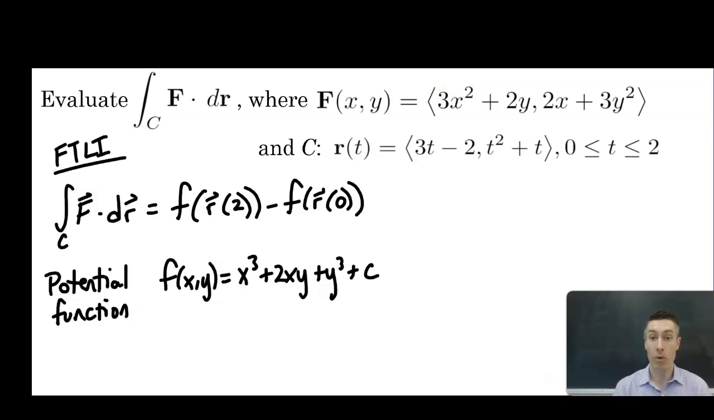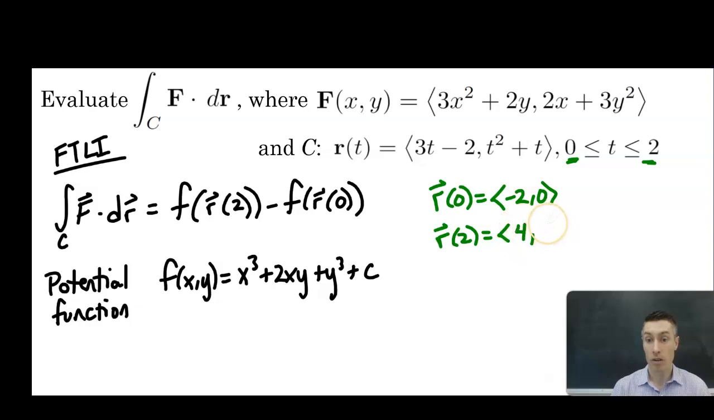We need endpoints, and we're going to get those endpoints by plugging 0 and 2 into our vector function, into our parameterization. So r of 0 is negative 2, 0. r of 2 is 4, 6. These are the endpoints. Now I know they're in the form of a vector because they're the outputs of this vector function that's parameterizing the curve. But do you remember in our work with space curves, we graph the space curves as the endpoints of vectors from the origin. So really the points we're looking for are these vectors in point form.